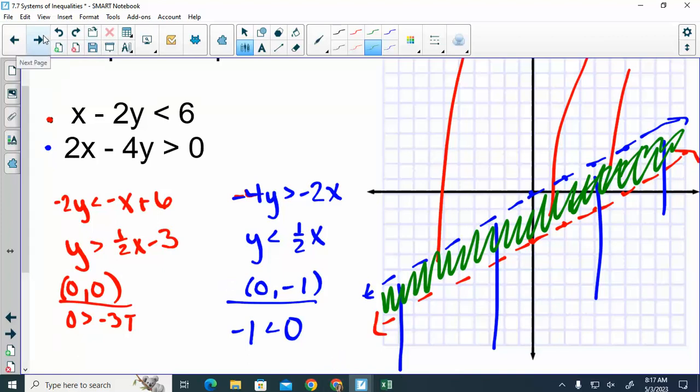You plug in negative 1 to a half. It's going to be negative 1. Negative 1 is the y. Oh.